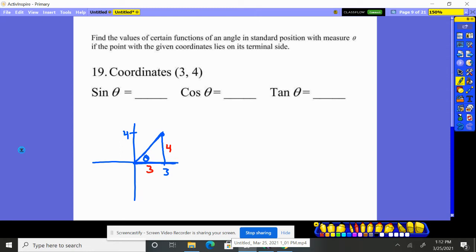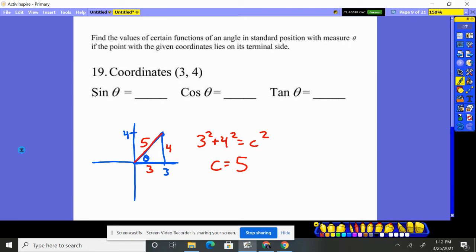It's a right triangle. Let's use the Pythagorean theorem to find the hypotenuse in this case. One leg squared plus the other leg squared equals the hypotenuse squared. We should recognize a 3, 4, 5. If you don't, 3 squared plus 4 squared is 25. Square root of 25 is 5. So this side is now 5. So we have all we need.